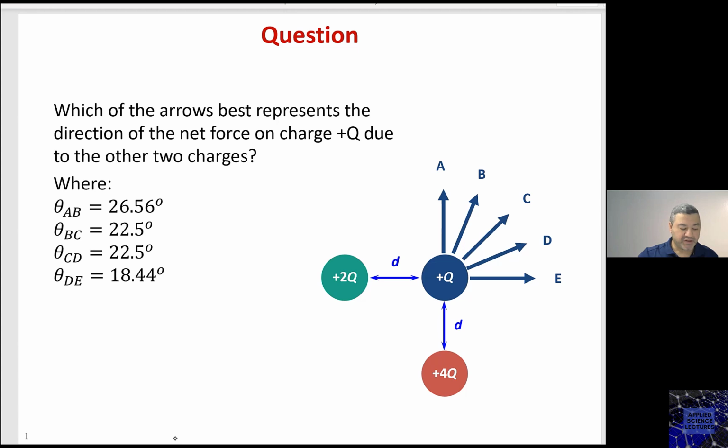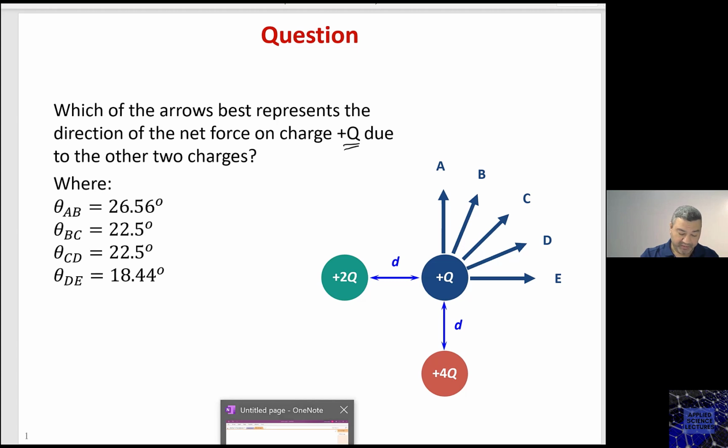The question reads the following: which of the arrows best represents the direction of the net force on a charge plus Q due to the other two charges? So what are those other two charges? We have positive 4Q and we have a positive 2Q. We need to decide on which one represents the correct answer for the net force.